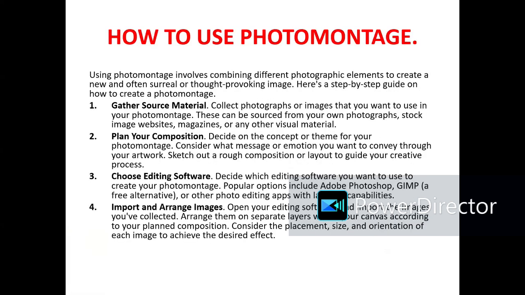How to use photomontage? Using photomontage involves combining different photographic elements to create a new and often surreal or thought-provoking image. Here's a step-by-step guide on how to create a photomontage. 1. Gather source material. Collect photographs or images that you want to use in your photomontage. These can be sourced from your own photographs, stock image websites, magazines, or any other visual material.